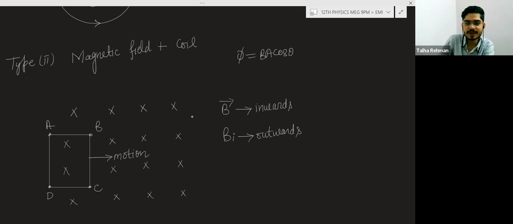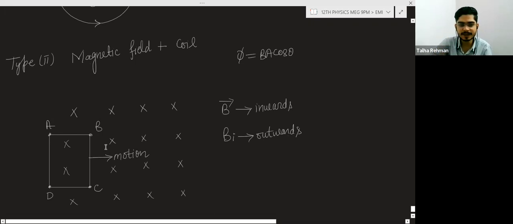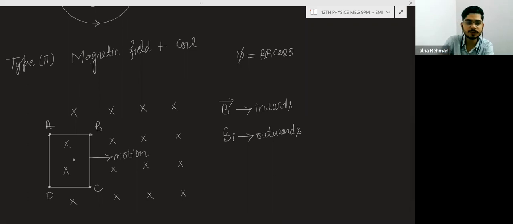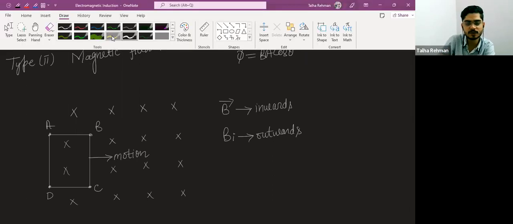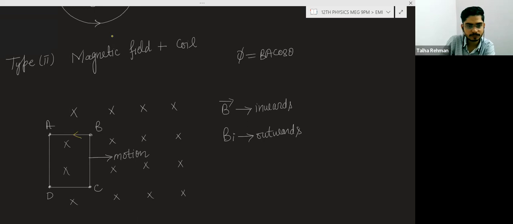So induced magnetic field outwards means positive z axis. So now apply the right hand rule and find the direction of the current. When you apply the right hand rule, as the induced magnetic field is in the outward direction, you will do like this. The direction of the induced current will be in the anti-clockwise direction. In this direction will be the induced current I. So I is the induced current.